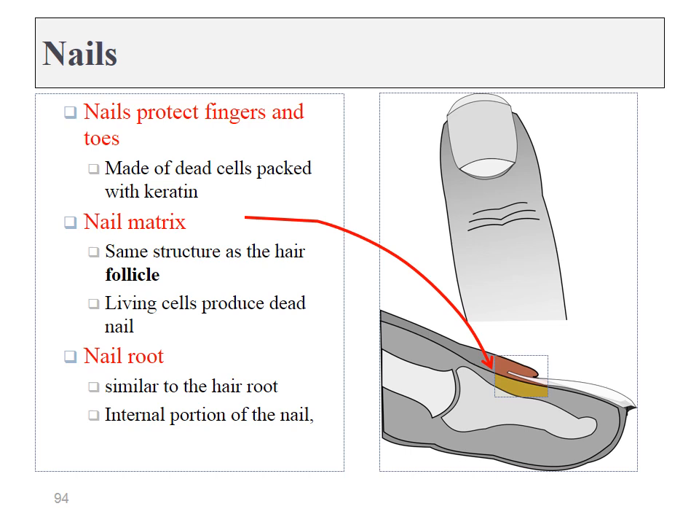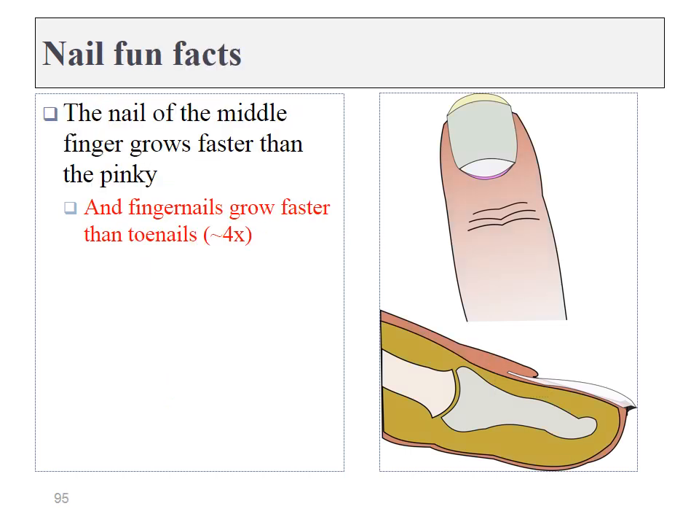The portion of the nail that we can't see is called the nail root, whereas the rest of the nail would be called the nail plate. It turns out that our nails do not grow at the same speed. Our fingernails grow faster than our toenails, and the nail of our pinky grows slower than the nail of our index finger. This keeps all of our nails relatively the same length.